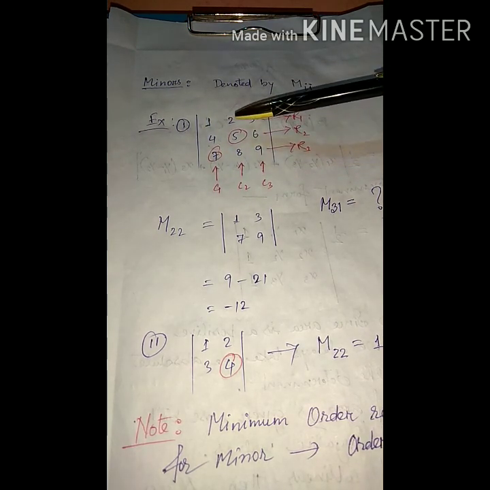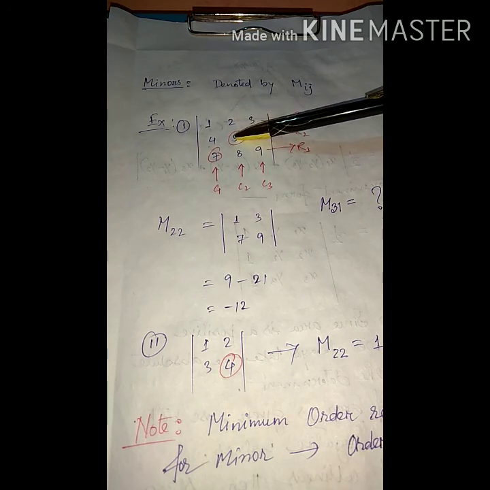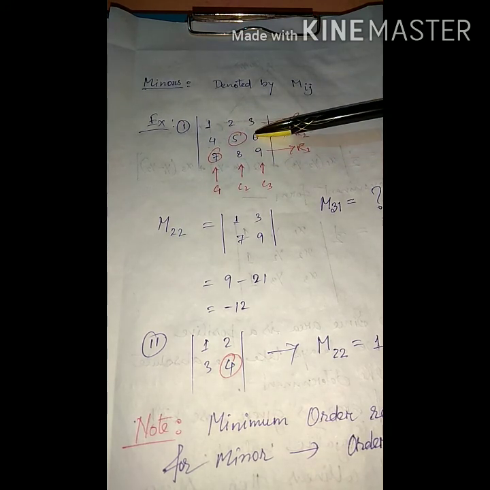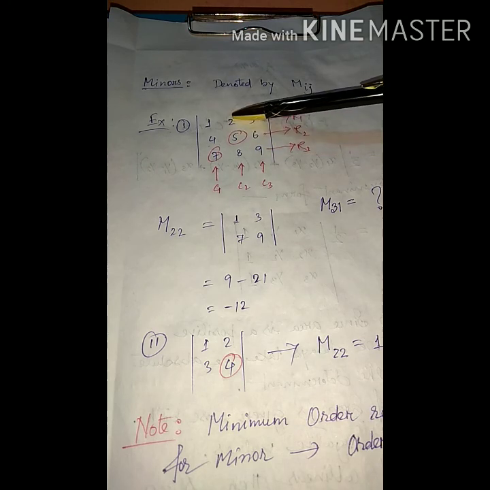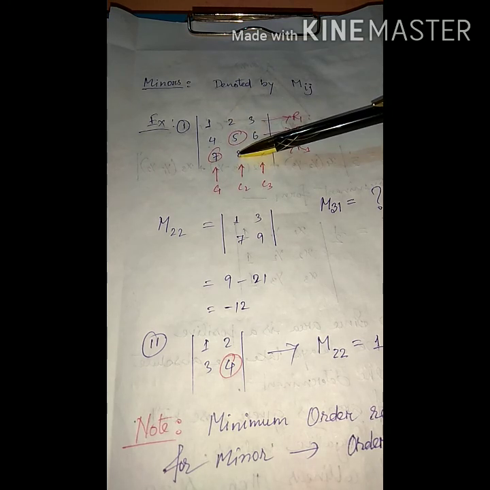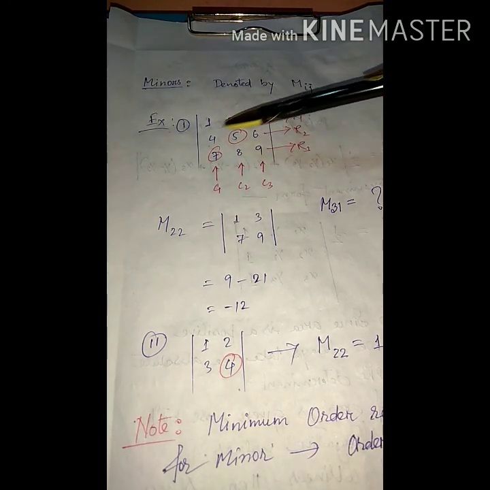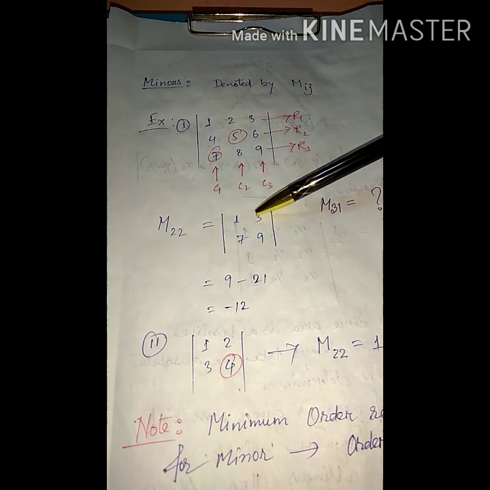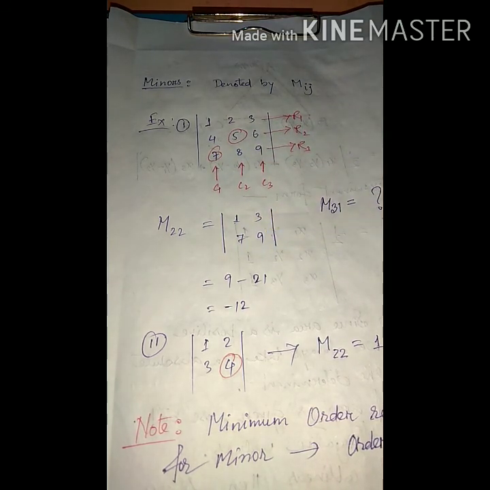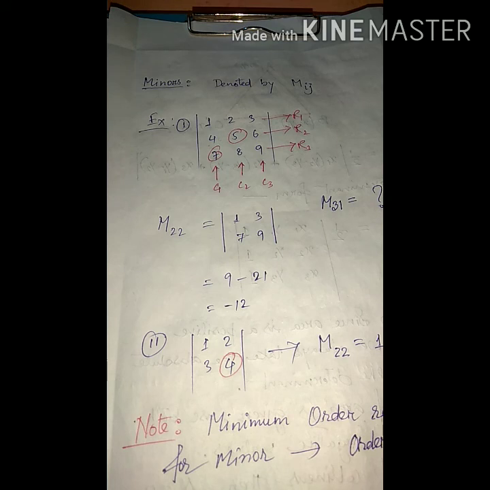I repeat this again. Since 5 is related to the second row, we eliminate this part, and since 5 is related to the second column, we eliminate this one. So what will remain here? 1 3 7 9. So that's why we write 1 3 7 9. It is a 2 by 2 determinant now, so easily we can expand this: 1 into 9 minus 3 into 7. Easily we get the answer.